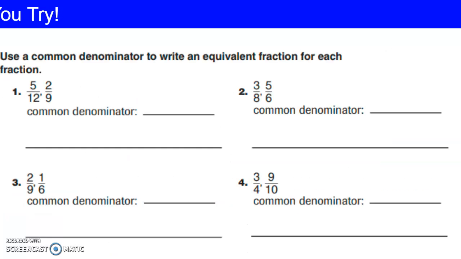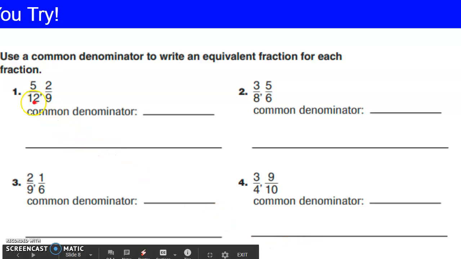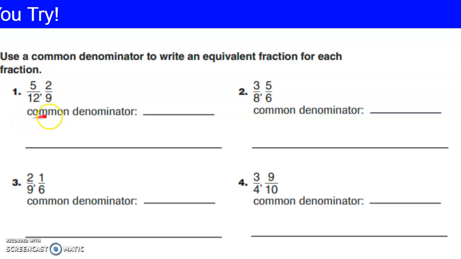You try. I'm going to leave you with 4 examples that we will look at together in class. Can you list your multiples of your denominators? Here's 12 and 9. Find the denominator that they have in common. Once you've done that, can you try to write 2 new equivalent fractions using your common denominator?